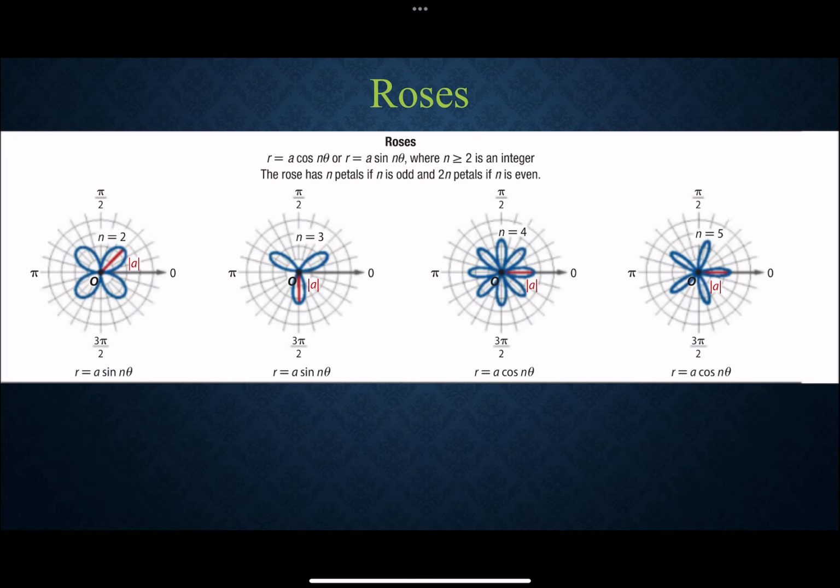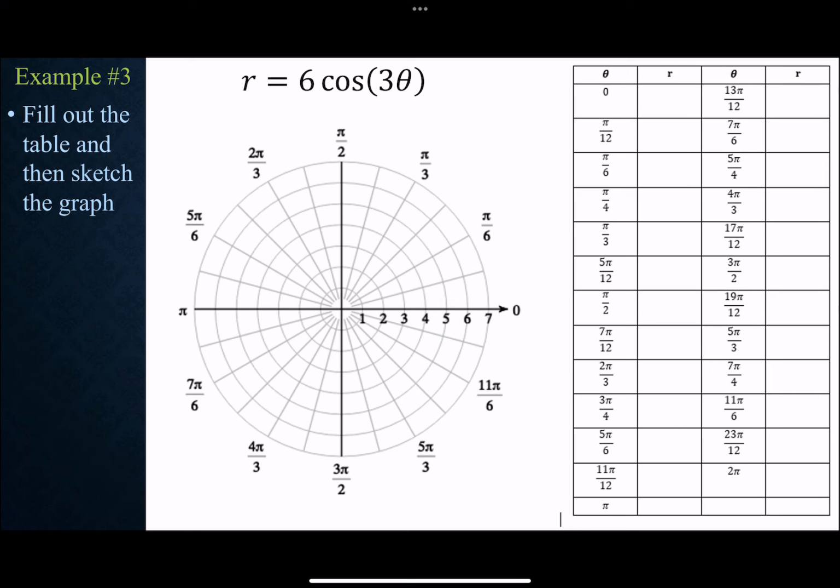Now, if n is odd, that's how many petals you'll have. So you'll see here, for this one, n is 3, there are 3 petals. n is 5, we've got 5 petals. But when n is even, we have double that for the number of petals. So n is 2, we've got 4. n equals 4, we have 8 petals in total. And you'll recognize this is a rose versus a circle because it's got the coefficient of theta. So this is going to be a rose, and because n is 3, there should be 3 flower petals.